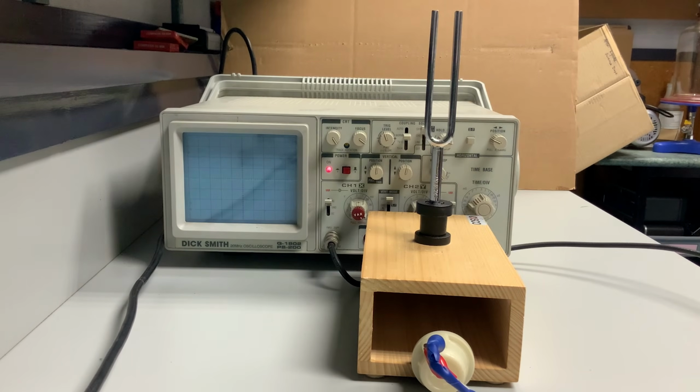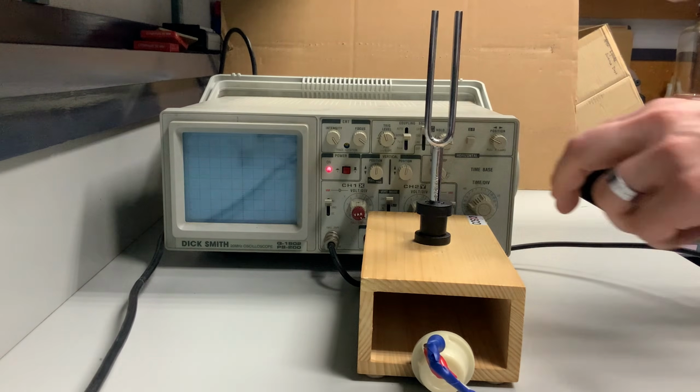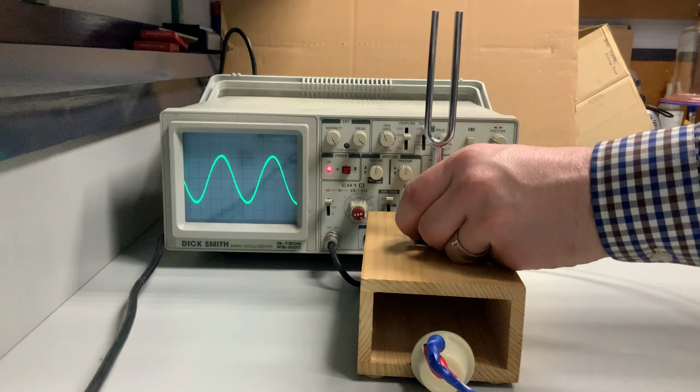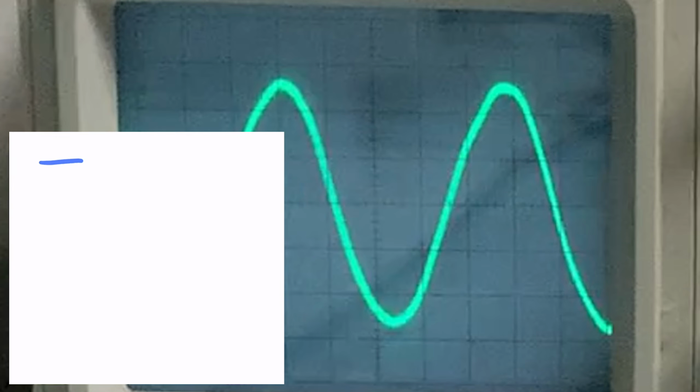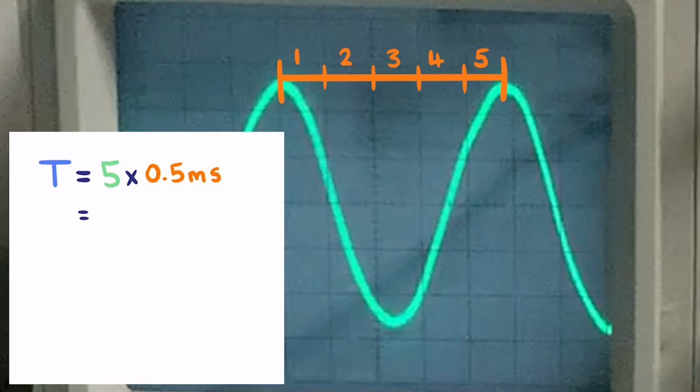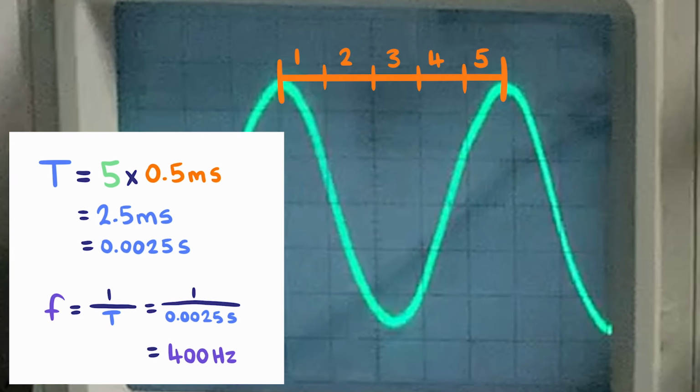I have here a tuning fork and an oscilloscope connected to a microphone. When I strike the fork, we see a clear waveform on the oscilloscope. Our time per division is set to 0.5, meaning that each square represents 0.5 milliseconds. Our wave goes up and down in roughly 5 squares. Multiplying that by 0.5 gives us a rough period of 2.5 milliseconds. This gives us a frequency of roughly 400 Hz, which for a rough estimate is pretty close to our actual frequency of 426.6.